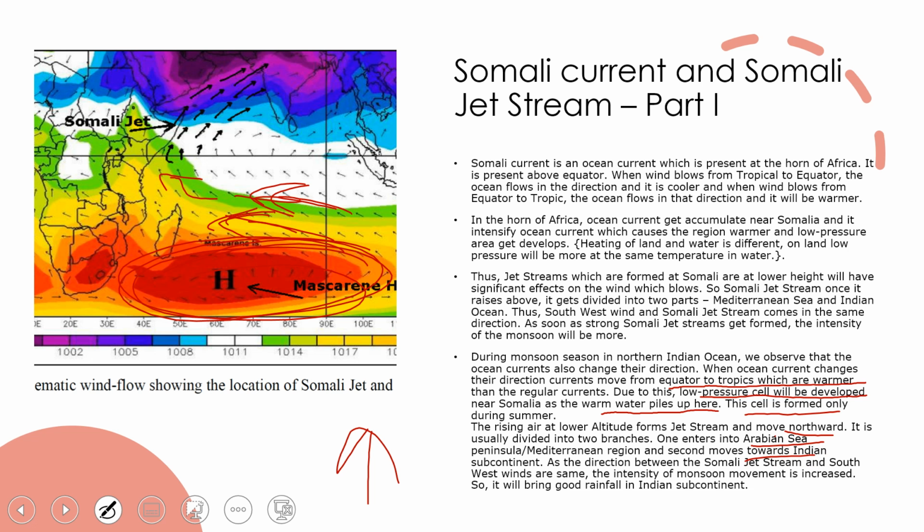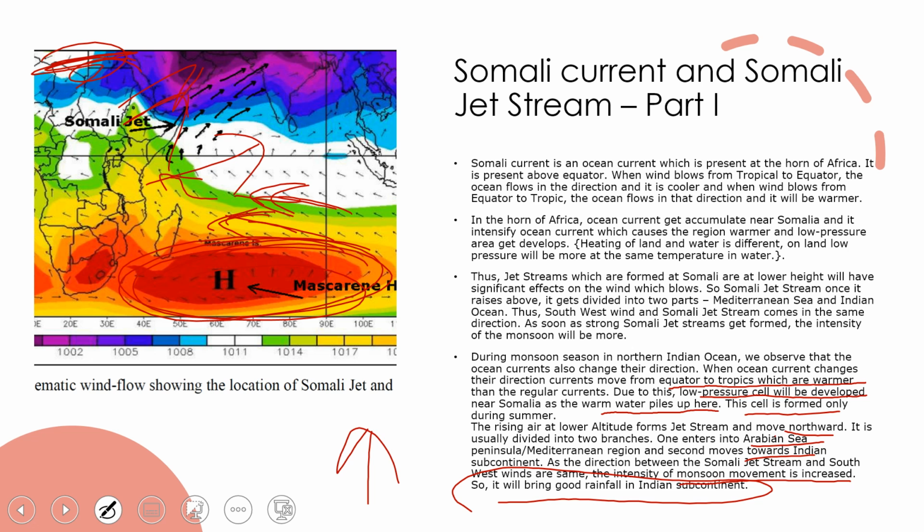As the direction of the Somali jet stream and the southwest monsoon are the same, the intensity of the monsoon movement is increased, so it will bring good rainfall in the Indian subcontinent. Okay, so this is your Mediterranean Sea region, and this is your Arabian Sea. So two divisions will happen: one will go to the Arabian Sea, another will go to the Indian Ocean.